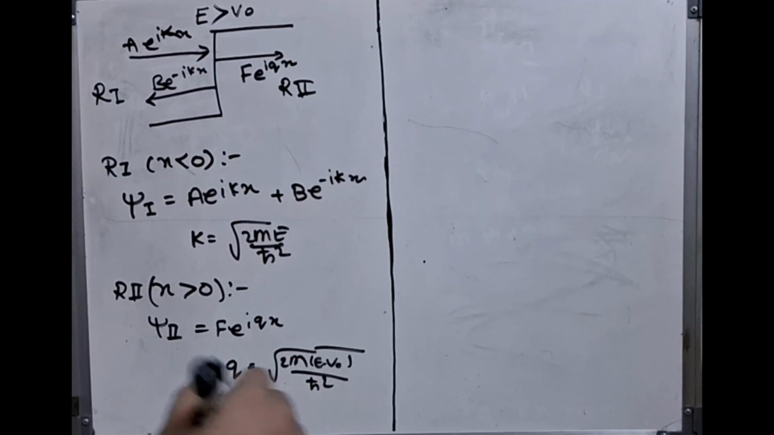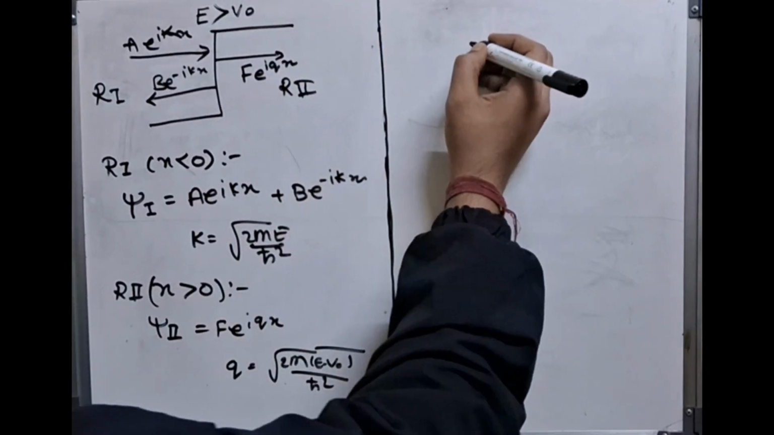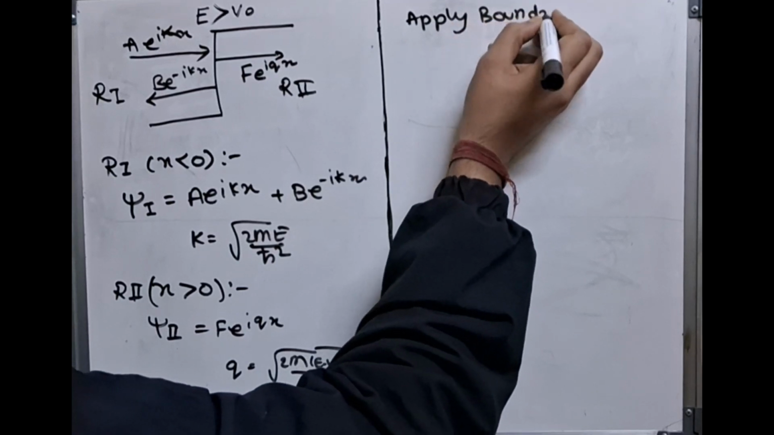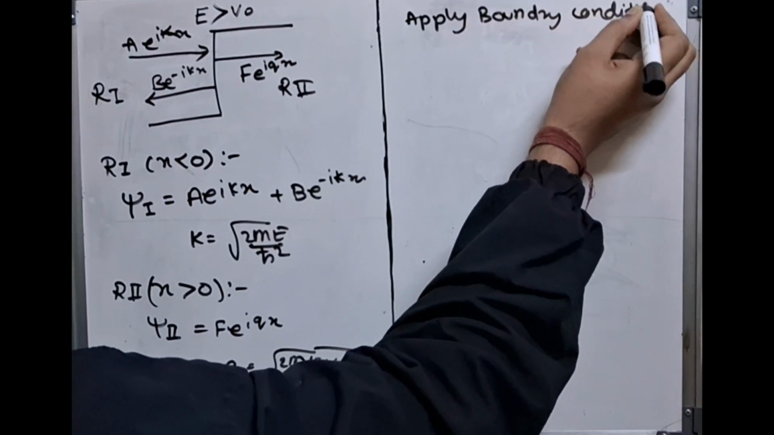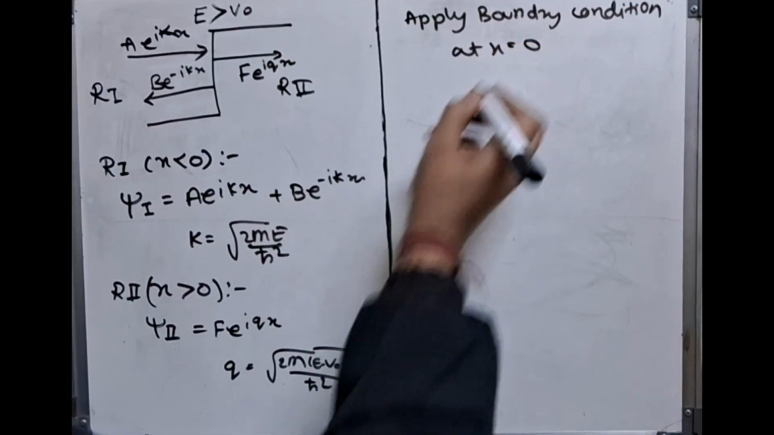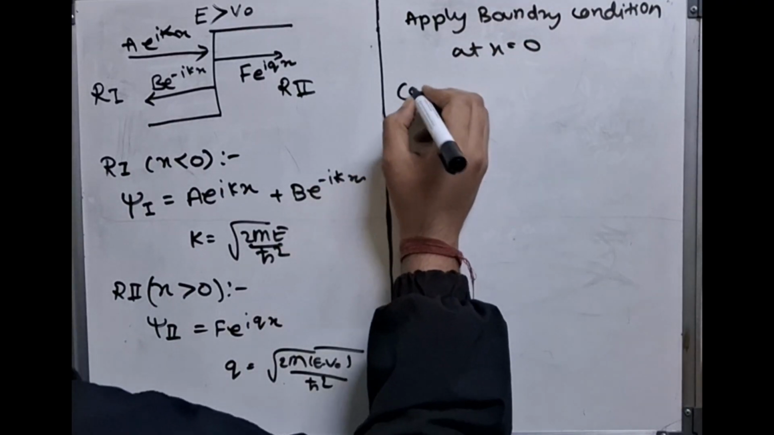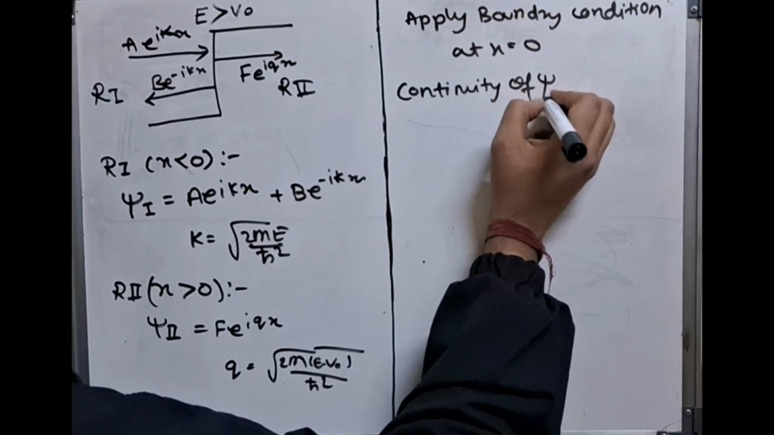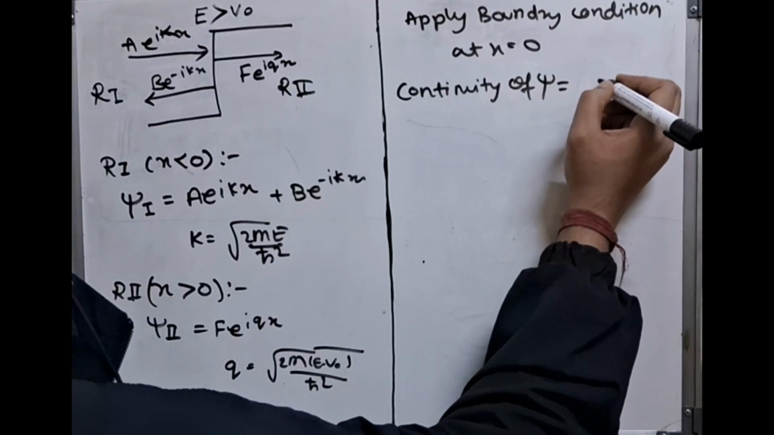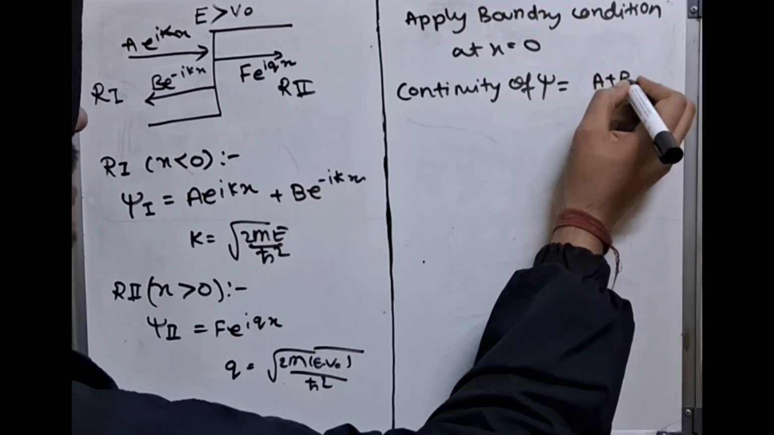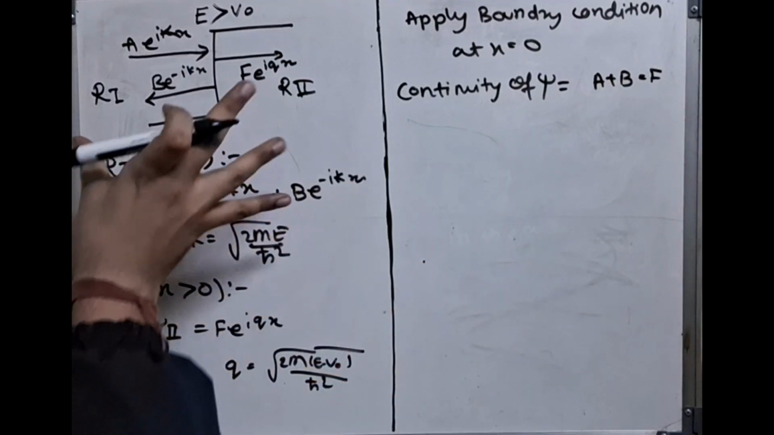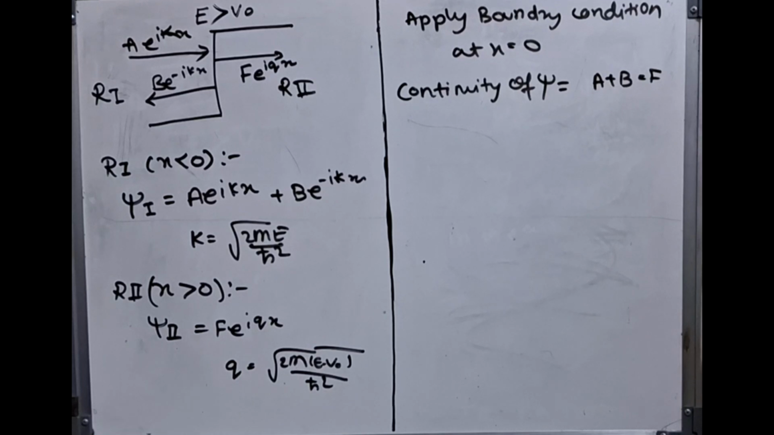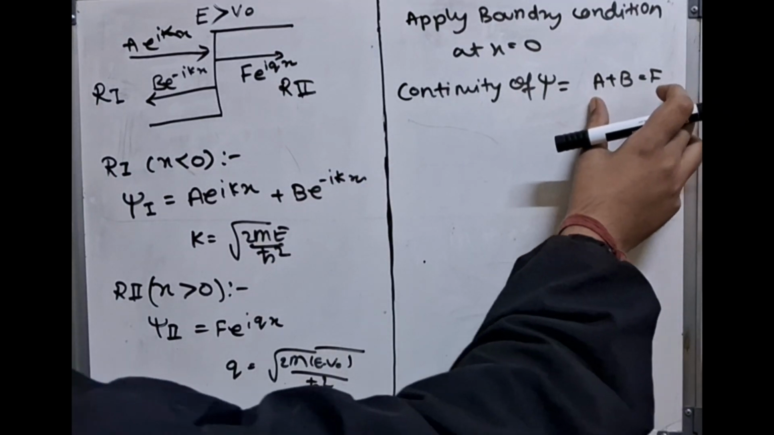Now after this we apply the boundary conditions, which is basically at x is equals to 0. So therefore we get the continuity equation, continuity of psi, in the form a plus b is equals to f, because we are considering the whole system now, because that is what it means. Continuity of psi is basically, we're not separating it with psi 1 or psi 2, but we are considering the whole system, so we write in the combination of it.